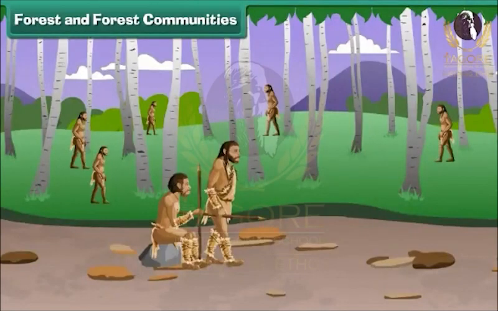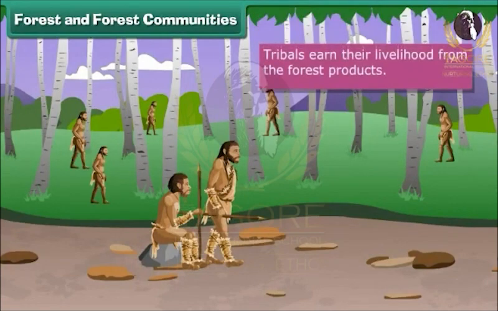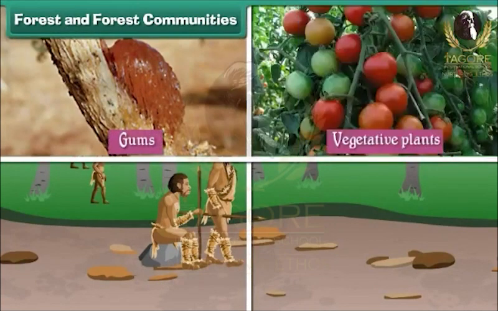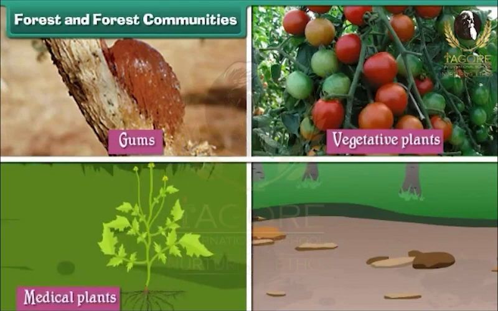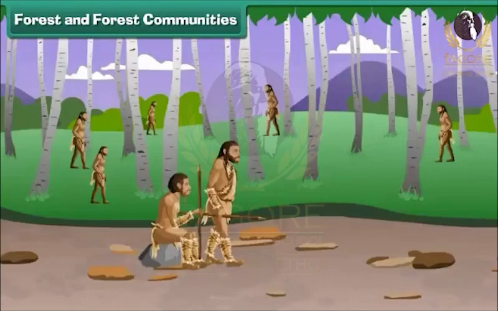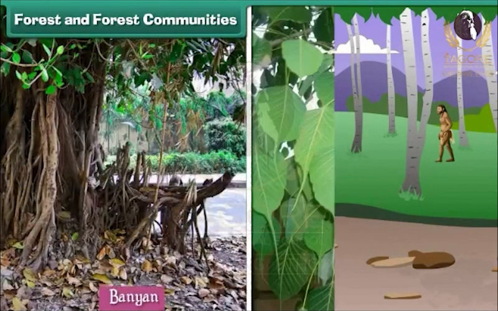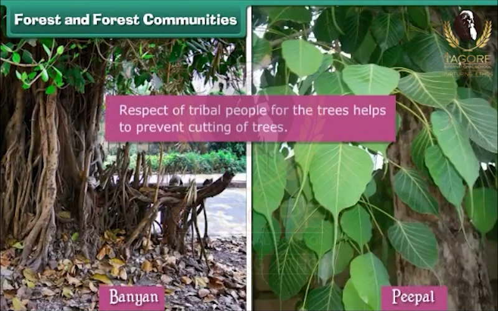Forest and forest communities. Have you seen these people? These are tribals. The tribal people collect tree leaves and fruits. The tribals earn their livelihood from forest products like gums, vegetable plants, medicinal plants, and honey. They get food as well as medicines from the different types of plants found in the forest. Tribals worship trees like banyan and peepal. This respect for the trees helps in their preservation.